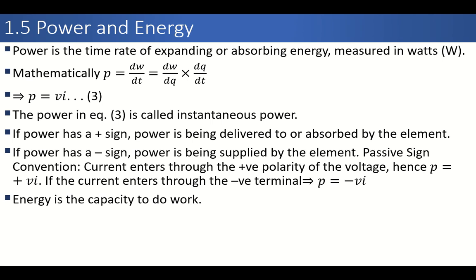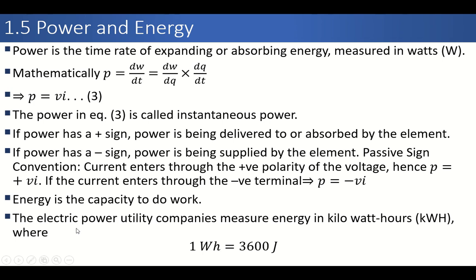And then we can define electrical energy. We know that energy is the capacity to do work. Electric power utility companies measure energy in kilowatt hours, that is kWh, where 1 watt hour is 3600 joules. Obviously from this equation we can also find the energy. So energy will be equal to power multiplied by time.